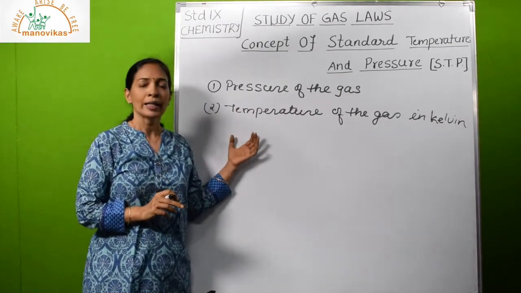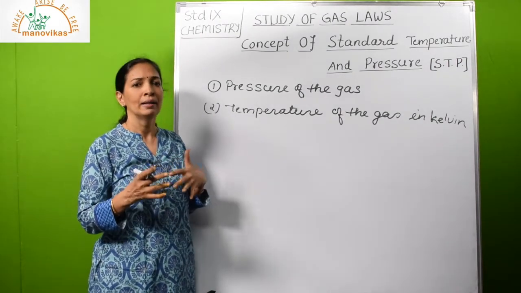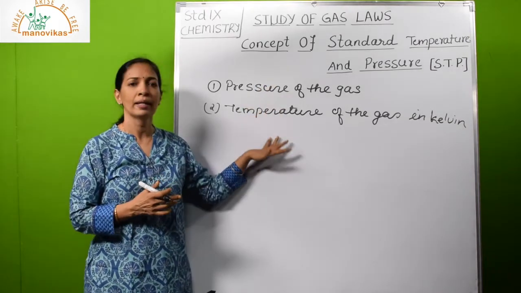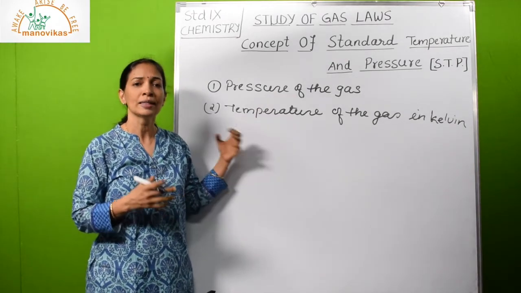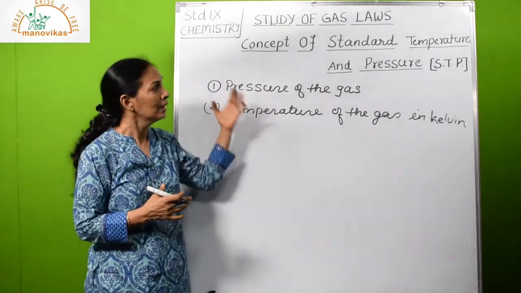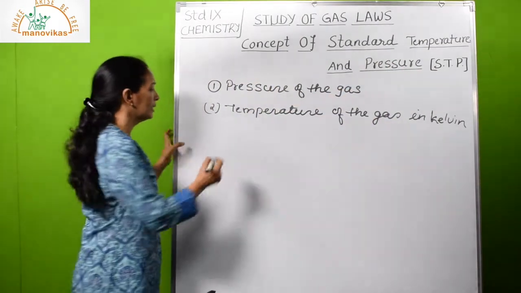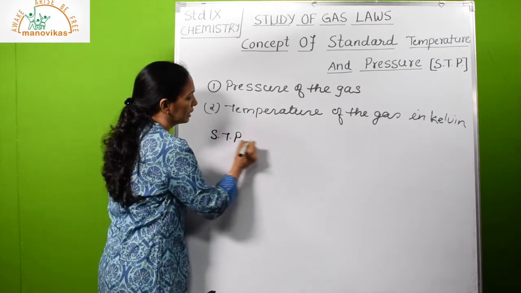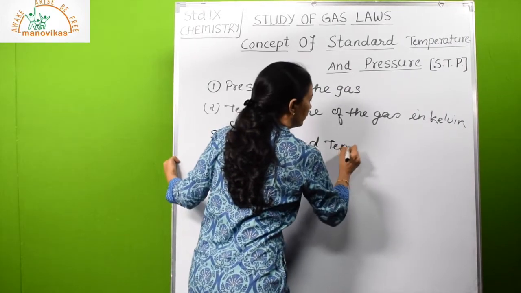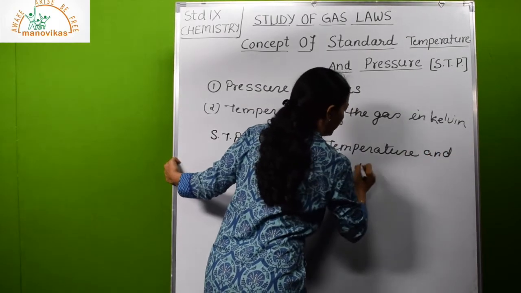So, we cannot express the volume of an enclosed mass of a dry gas correctly unless we specify pressure and temperature, or standardize the pressure and temperature of the gas. This standardization gives a standard value for pressure and temperature, which is known as STP. The full form is standard temperature and pressure. Now, what is STP? STP stands for standard temperature and pressure.